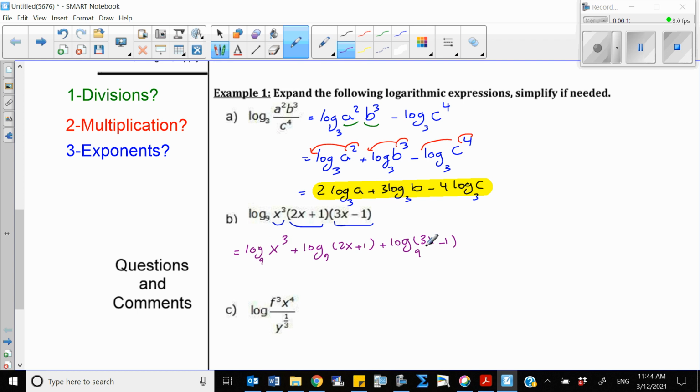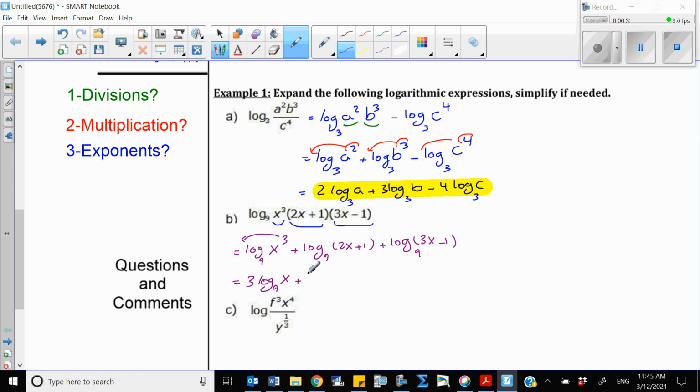Now again, do I have division? No. Do I have multiplication? No. Do I have exponents? Yes. There's one term here that has an exponent. So I can move this to the front. So I'm going to write this as 3 log base 9 of x. I move the exponent to the front.